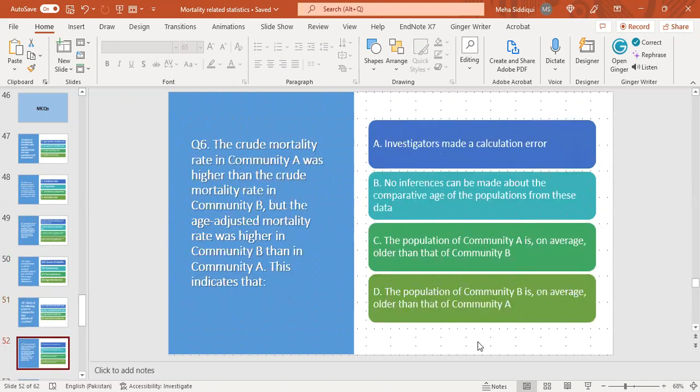MCQ number 6. The crude mortality rate in community A was higher than the crude mortality rate in community B. But the age-adjusted mortality rate was higher in community B than in community A. This indicates that investigators made a calculation error. No inferences can be made about the comparative age of the population from these data. The population of community A is on average older than that of community B. The population of community B is on average older than that of community A.